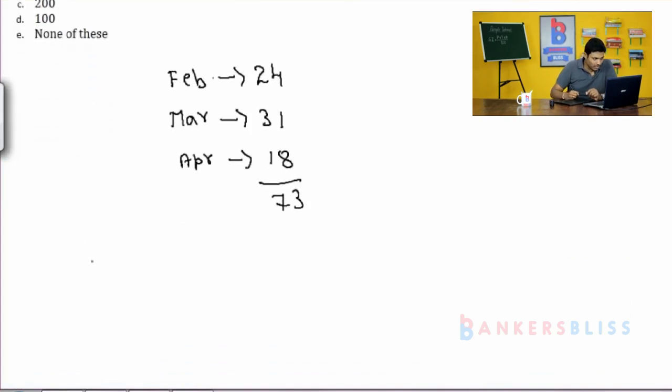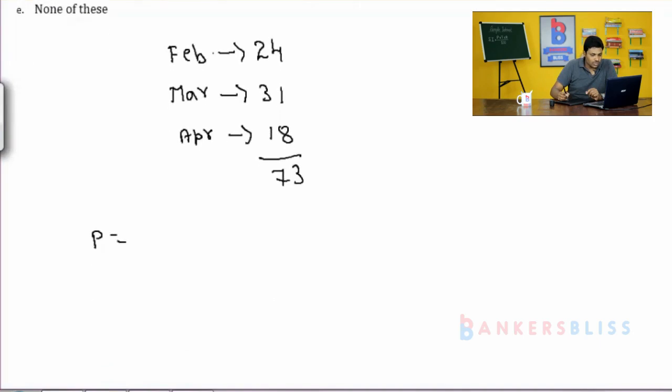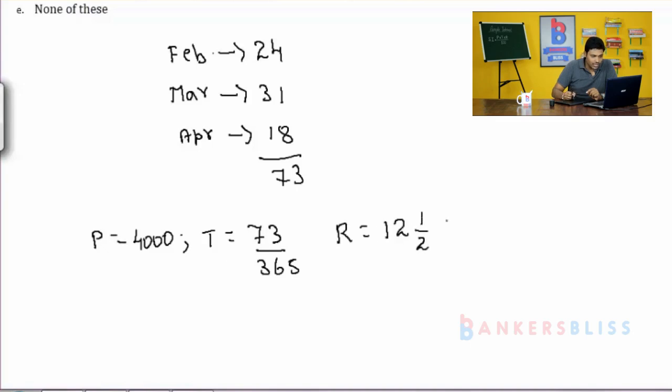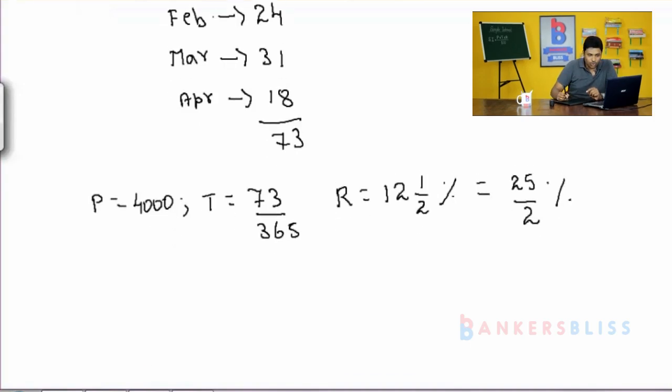So the principal amount is 4,000, time period is 73 days. You have to convert that to years, not days. So that is 73 divided by 365, and the rate of interest is 12.5% per annum. If you convert this mixed fraction into an improper fraction, you will get 12 into 2 is 24, plus 1, 25 by 2 percent.